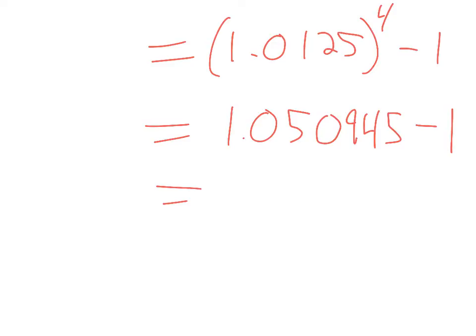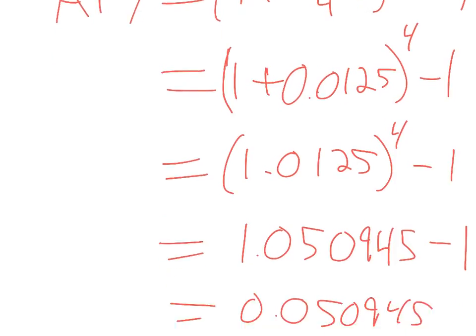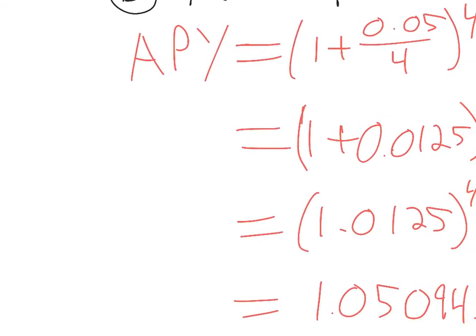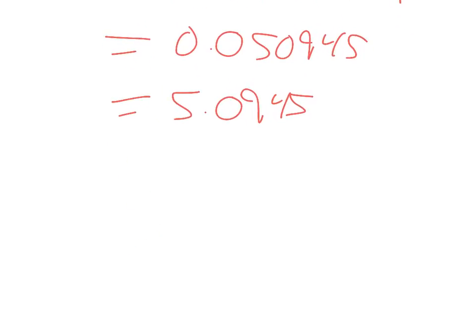And now 1 minus all this stuff gives us 0.050945. So as a percentage, our APR is 5.0945. So there we go. Sorry, I said APR below. APY, sorry, APY, annual percentage yield, is 5.0945% for this one.